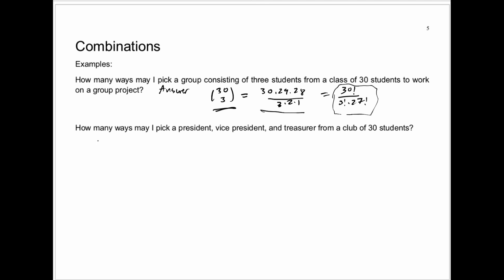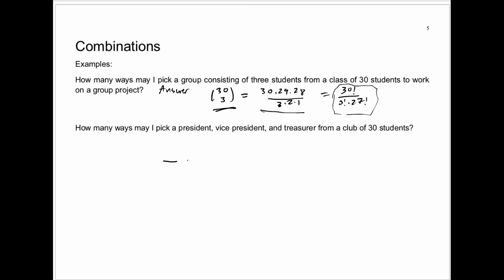Here's a related question. Let's say I have 30 students in a club, and we need to pick a president, a vice president, and a treasurer. So I need to pick 3 of the students. But notice that now these 3 students will get specific jobs, president, vice president, and treasurer for the club. How many ways can I pick them? Or can they pick them? Well, the answer will be different from the answer to the previous question.